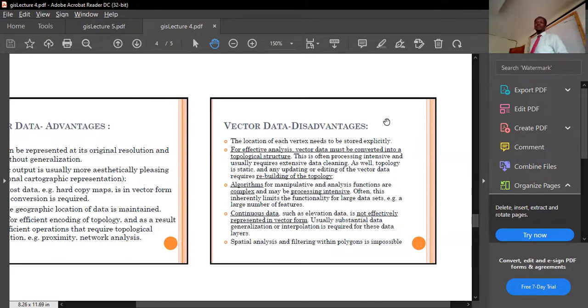All right, for effective analysis, vector data must be converted into topological structure. True. Topological structure means the things we do in topology have to be applied to your data. If it's vector, be sure that lines are meeting where they're supposed to meet, and that you are not having an overshoot, so it connects like a T junction, for example. Is this true or false?